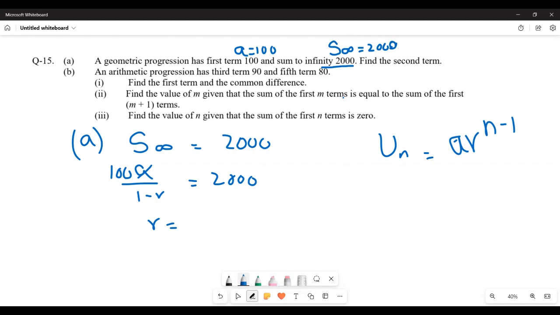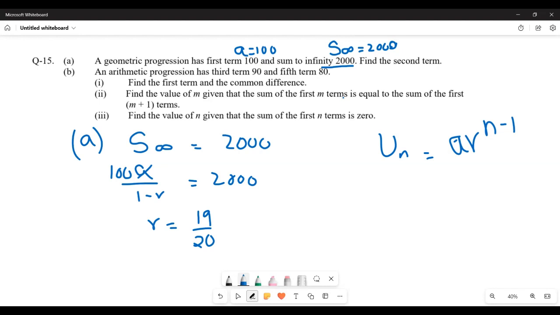0.95. The answer doesn't come as a fraction? 19/20. Yes, okay, I have 19 by 20 written. So r comes out to be 19 by 20. But the question is find the second term. How do we find the second term?